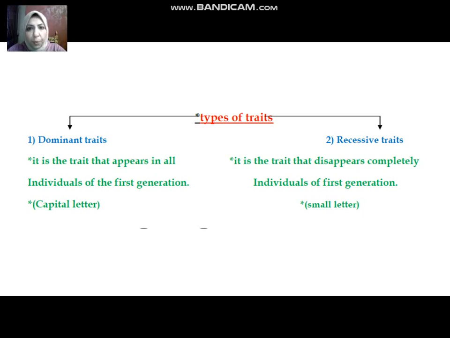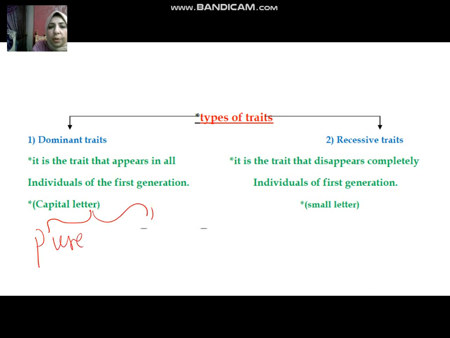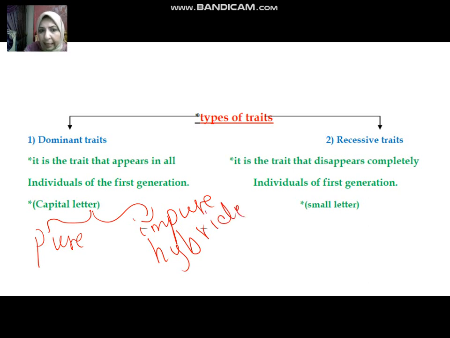So hereditary traits may be dominant or recessive. But dominant traits have two types. The dominant trait may be pure dominant or impure, in another expression, hybrid dominant trait. Again, a dominant trait may be pure or impure or hybrid.